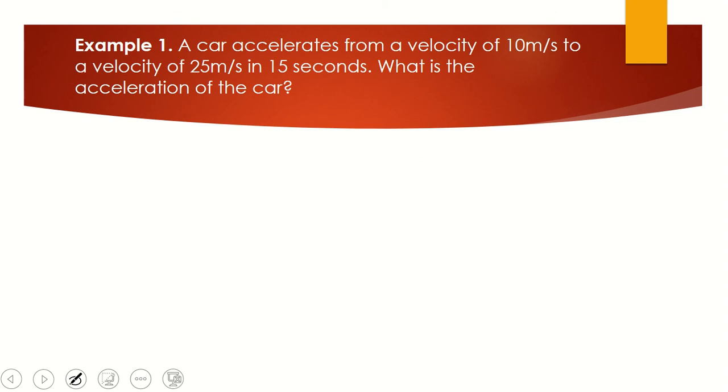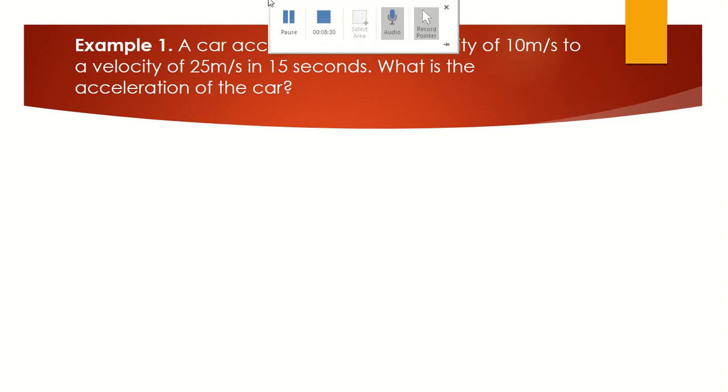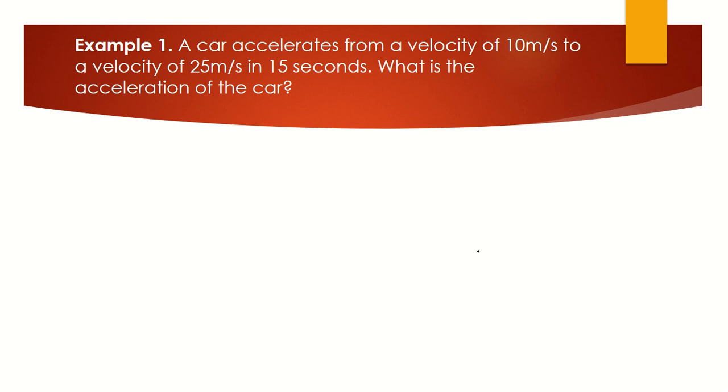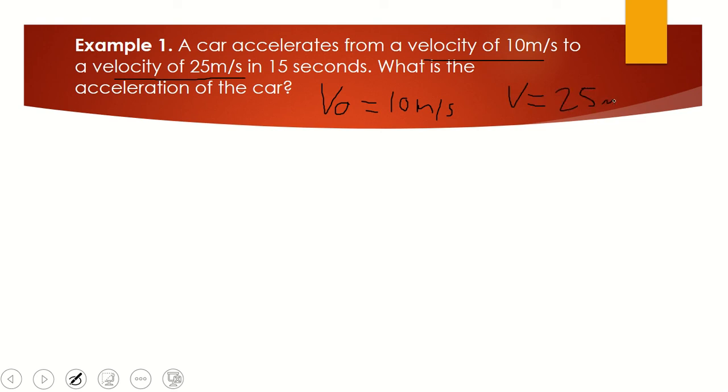So I'm just going to do a few quick examples now. The first example: a car accelerates from a velocity of 10 meters per second to a velocity of 25 meters per second in 15 seconds. What's the acceleration of the car? So 10 meters per second is its initial velocity, the second one is our final velocity of 25 meters per second, and that's taken a time of 15 seconds, and we're trying to find acceleration.